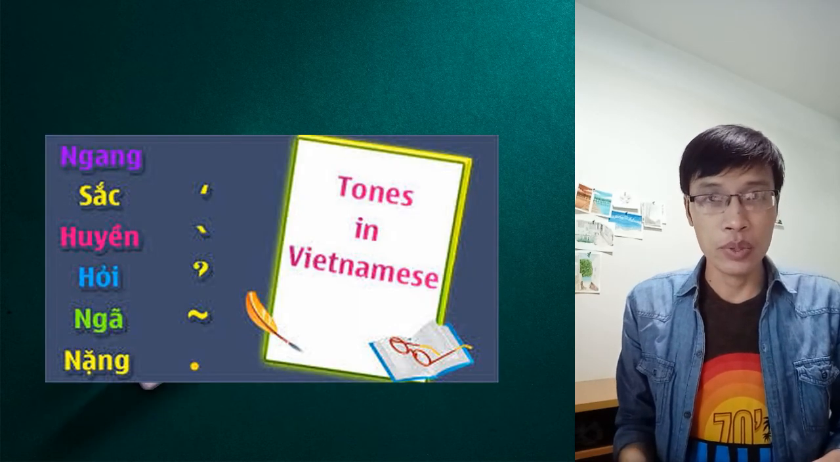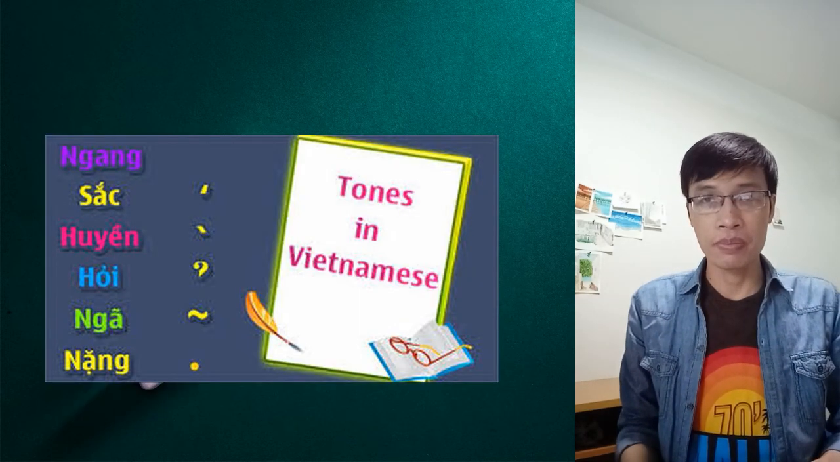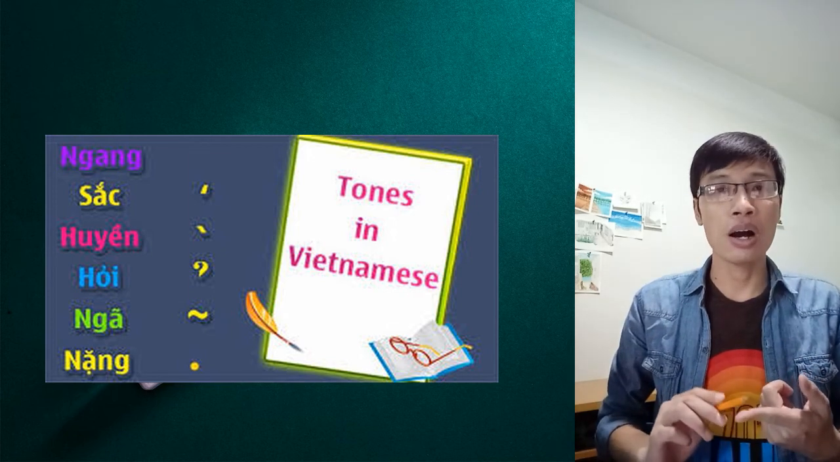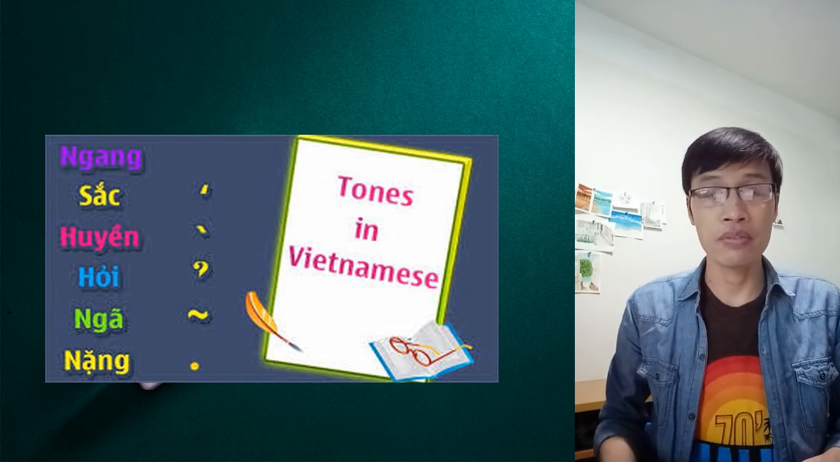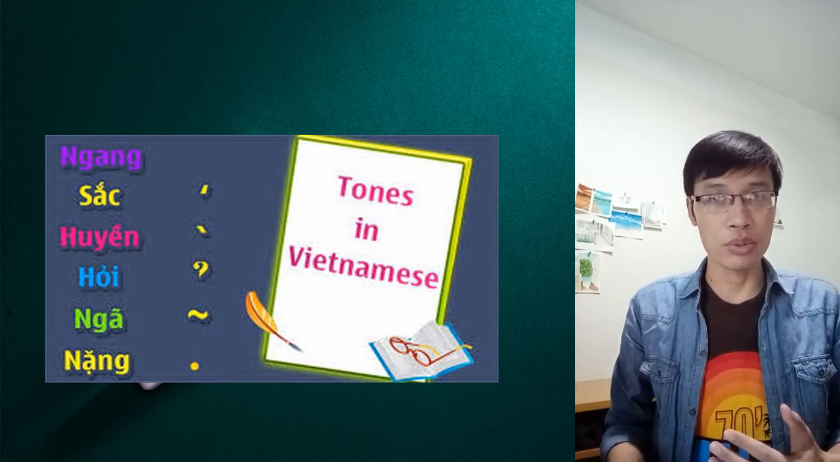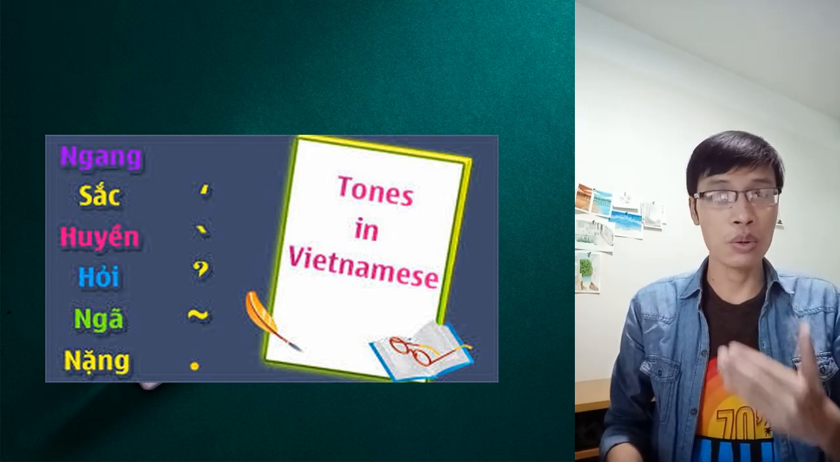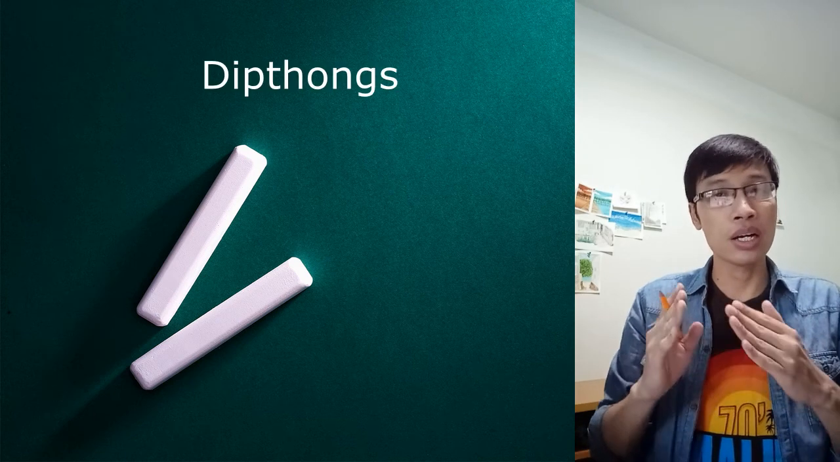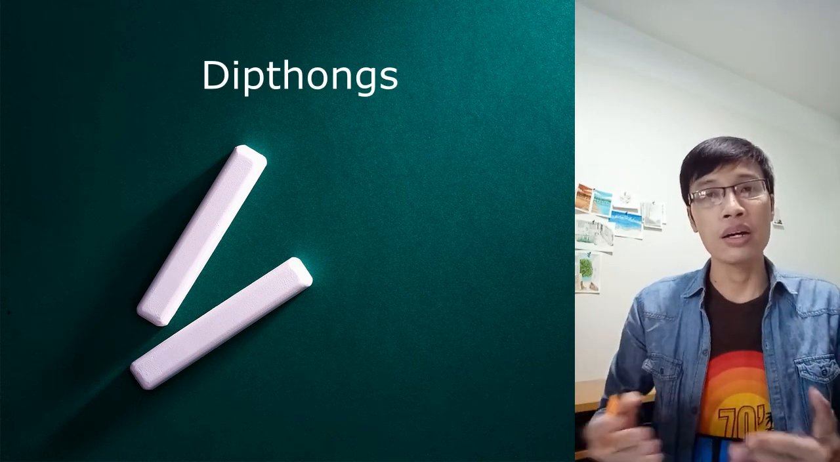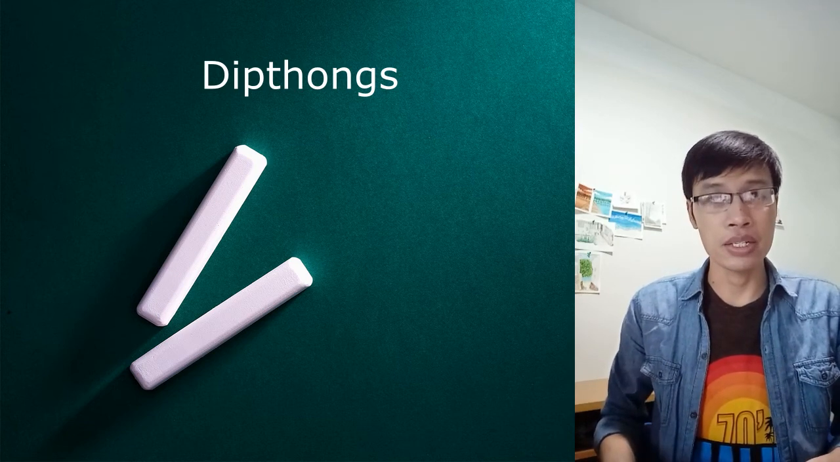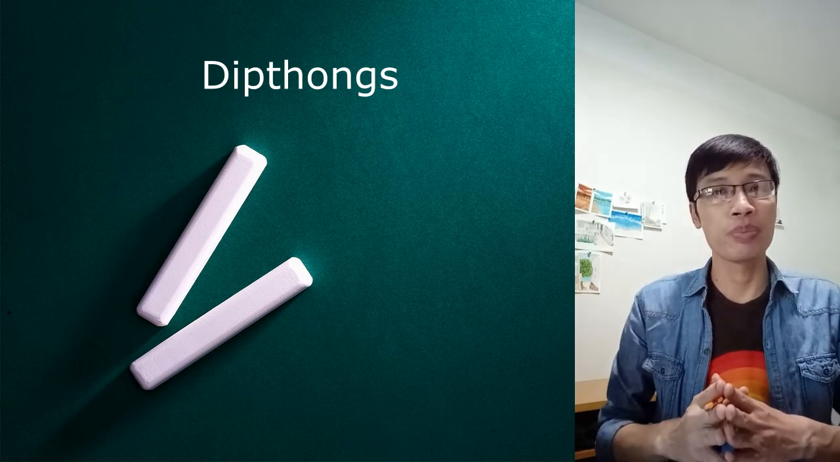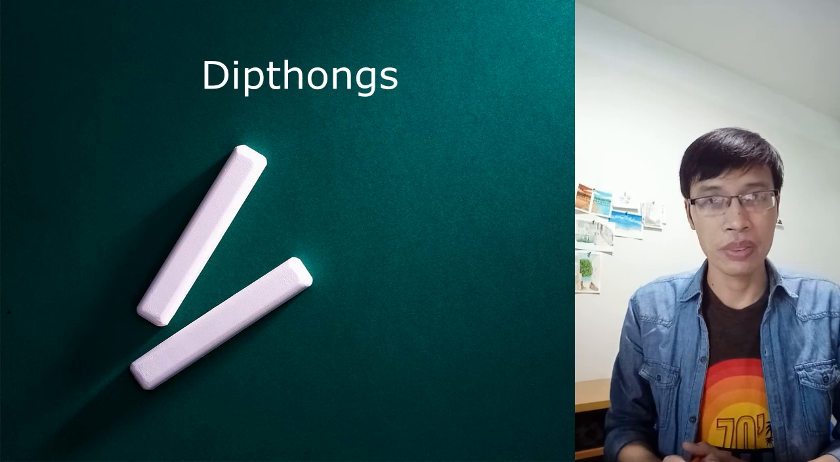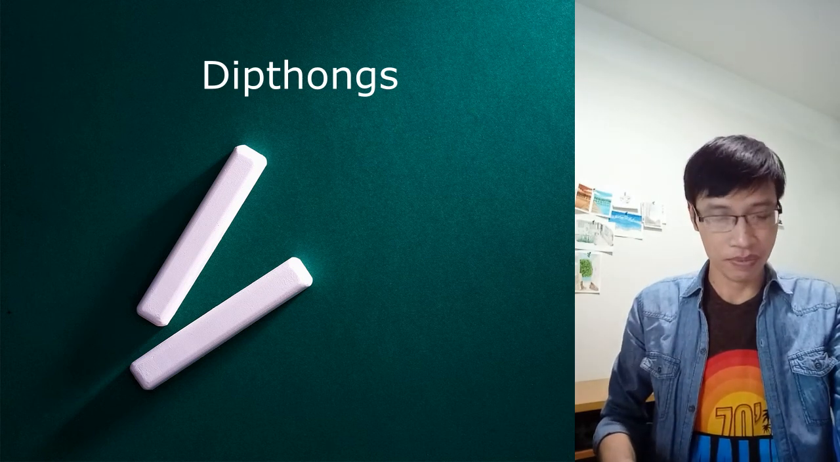In the last lesson, we learned about Vietnamese tones, namely ngang, sắc, hỏi, huyền, ngã, nặng. There are totally 6 different tones in the Vietnamese alphabet, and I expect you to work hard and learn by heart all of them. In today's lesson, we will analyze some of the most common diphthongs or double vowels in the Vietnamese alphabet. And I hope at the end of the lesson, you will be able to read a lot of Vietnamese words. Okay, so now let's get started.